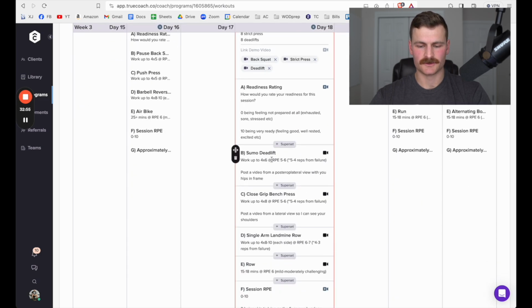All right, so sumo deadlifts, same thing. I'm going to take the intensity up, RPE 6 to 7, I'll take the volume down, and you'll notice that we're just following a basic linear progression here. As the weeks go by, the volume goes down and the intensity goes up.